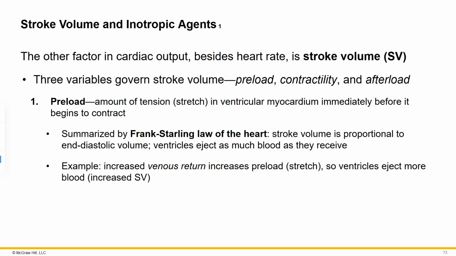Preload is the amount of tension or stretch in ventricular myocardium immediately before it begins to contract. It's summarized by the Frank-Starling law of the heart. Stroke volume is proportional to the end diastolic volume, and the ventricles eject as much blood as they receive. An example includes increased venous return, which increases preload stretch, so the ventricles eject more blood. If they can stretch more, they contract more and push more blood out of the heart.